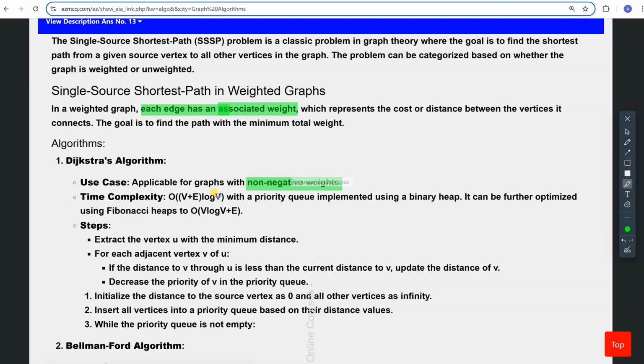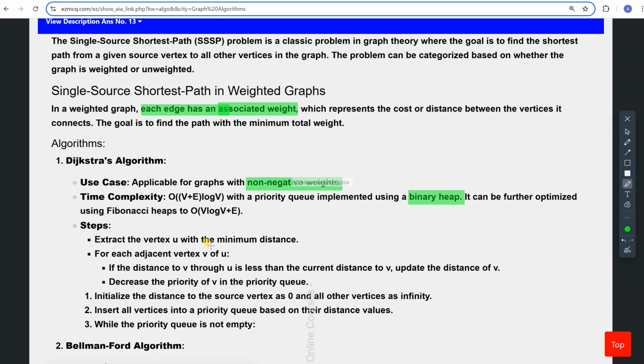This is the time complexity. You achieve it when the priority queue is used and implemented as a binary heap. Of course it can be further optimized using Fibonacci heaps. You can see that over here, log of V is not multiplied by E. So this is the slower version, this is the faster version, if you look carefully.